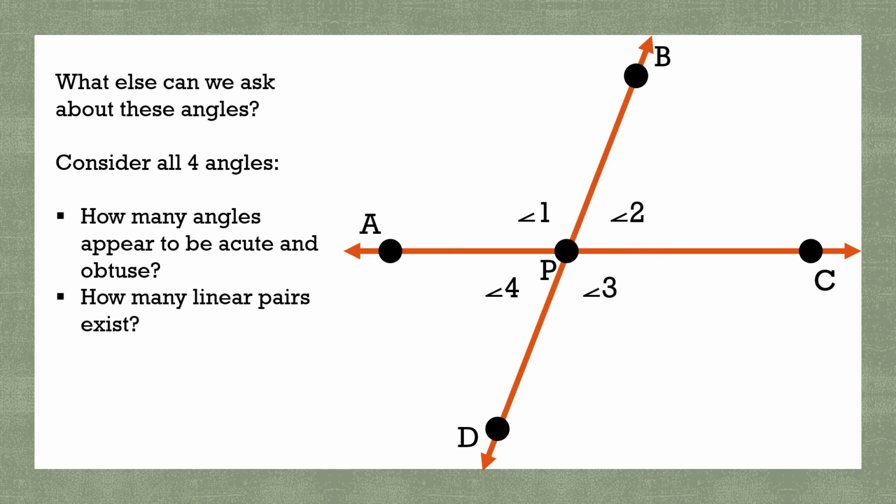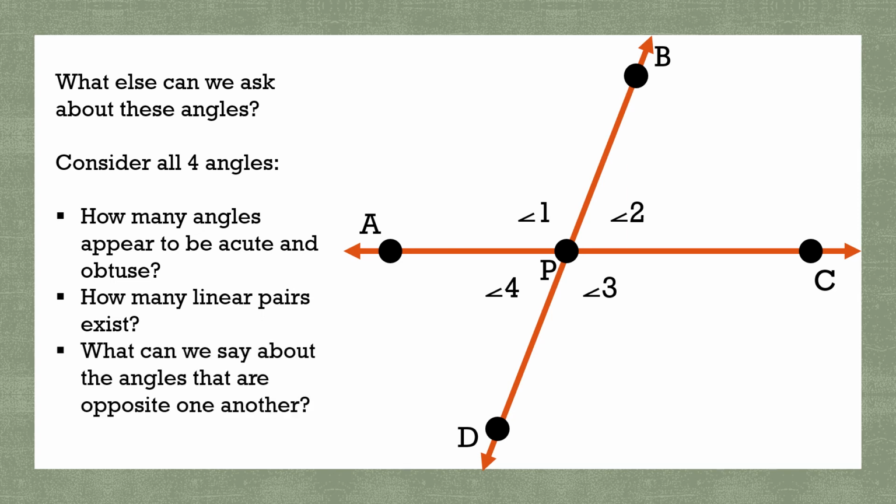What about how many linear pairs exist? We know that 1 and 2 are linear pairs. What about 2 and 3? Or 3 and 4? Or even angles 1 and 4? We'll go back and look up your definition for linear pairs and see what you think, and we'll discuss that more in class. Also, what can we say about the angles that are opposite of one another, like angle 1 and 3? They kind of seem like they're opposite, right? Or angles 2 and 4. They seem opposite, kind of like mirror images. Those are going to be really important, and that's where we're headed next.